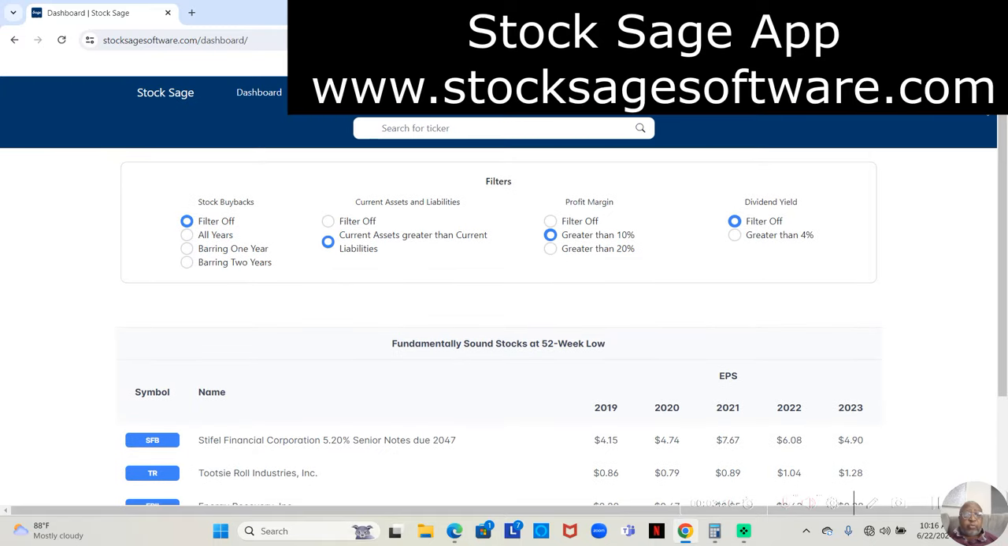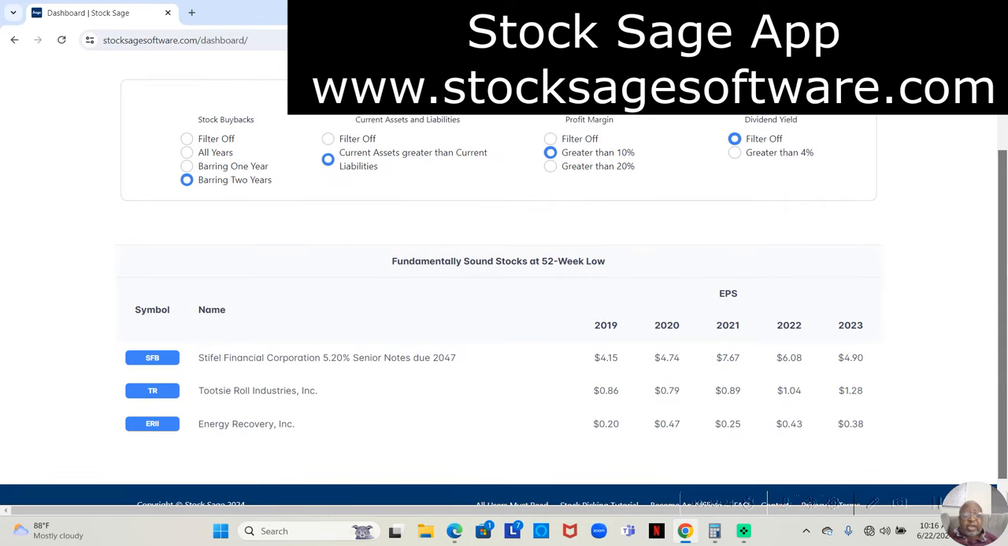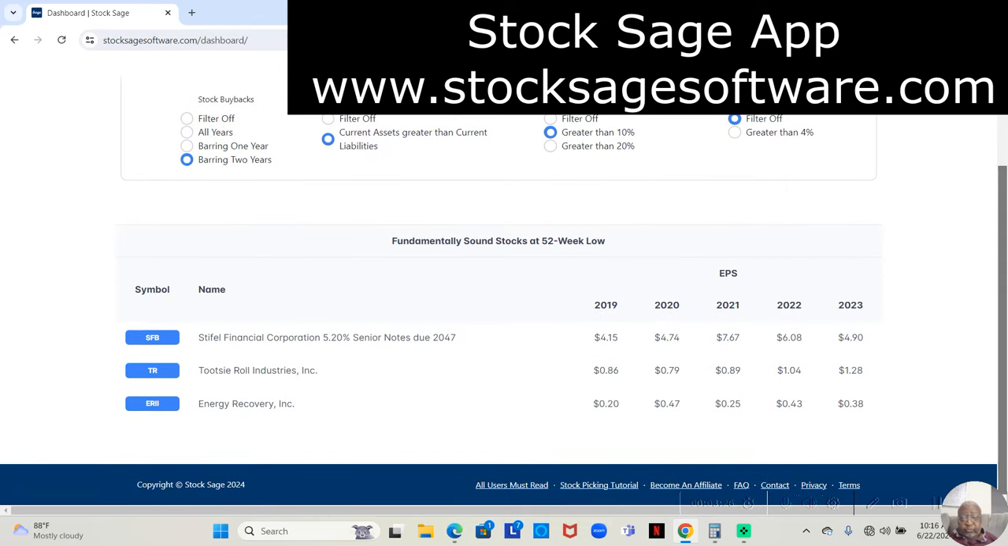I can even say, show me the ones with, let's say they bought back stocks for at least 3 of the 5 years. And the list is now at three companies. So let's check these three companies. I like to see the earnings per share increasing every year. And in our case, we don't have any of those.